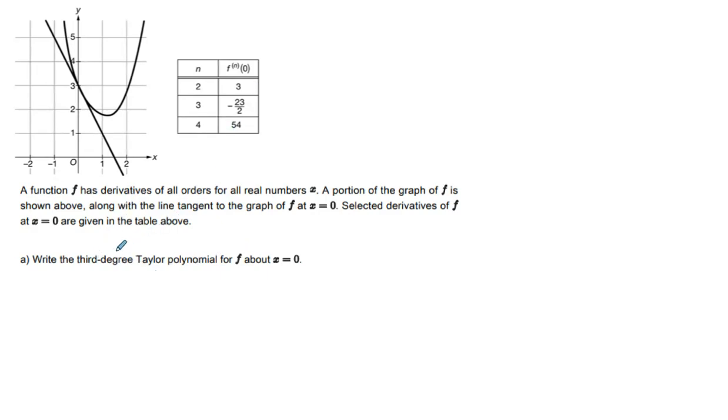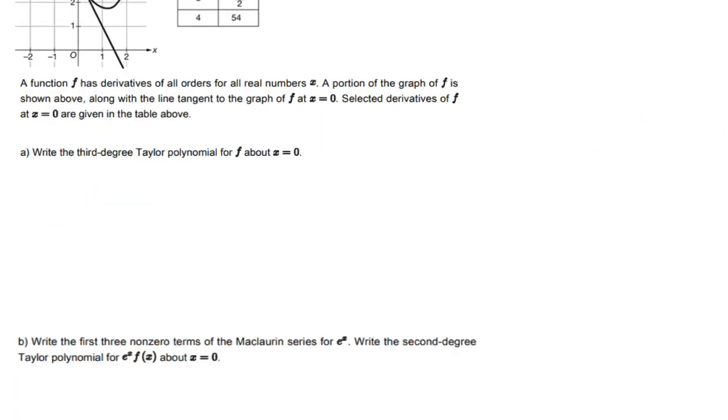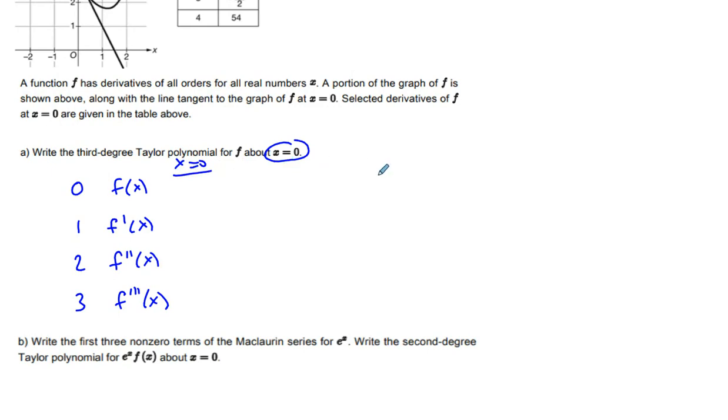So here we are, write the third degree Taylor polynomial. So let's go ahead and just set that up. We know how we start it. 0, 1, 2, and 3. And we're doing this now about x equals 0. So we're going to be looking at f of x, f prime, double prime, and triple prime. We need to note these values are sitting at x equals 0.